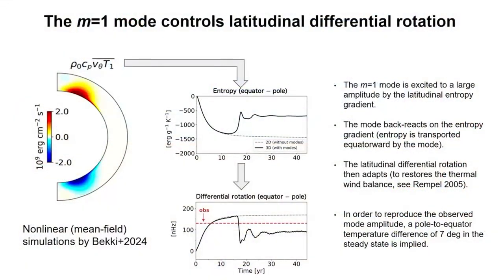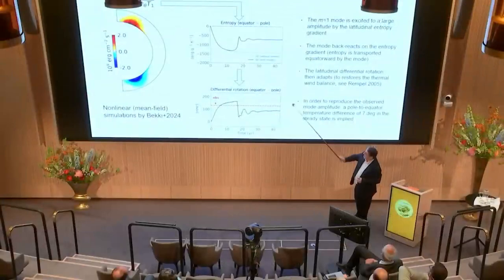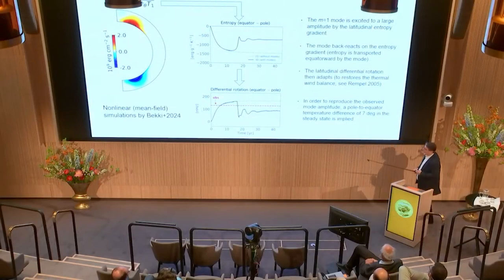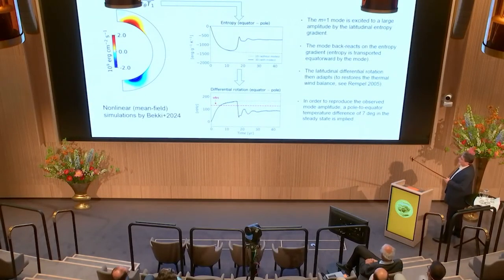So that's another complicated diagram, which I hope I can simplify in what I tell you. Basically, if we excite in the model a mode due to a particular latitudinal entropy gradient, and this mode has a sufficiently high amplitude, it is going to back react on the rotation, because this mode transports heat towards the equator, transports entropy towards the equator. Okay, so that is the saturation mechanism we were looking for.